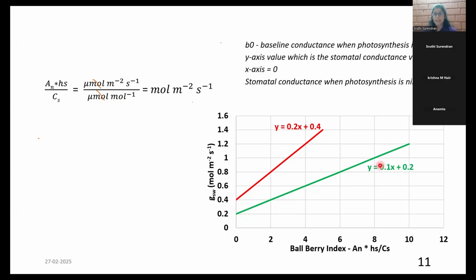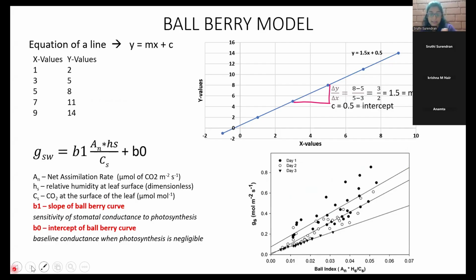And this line can be anything. It can be a plant, or another leaf of a plant, or another species, or it can represent measurements, like the data that we had seen earlier, measured at a different time. So it can represent anything. Okay, so that is what the intercept is. What does the intercept mean?